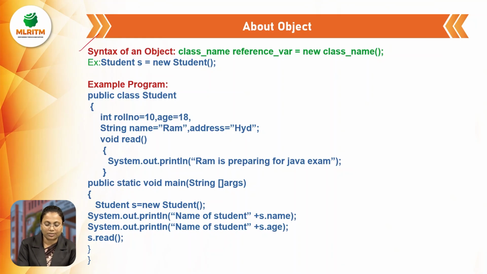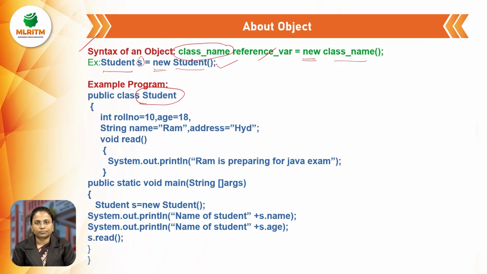How can we create the object? With the help of a class name, space, a reference variable, is equal to the new keyword, space, class name followed by parentheses. Previously we have taken the class Student. For this, I have created Student, which is the class name, space, S is the reference variable, is equal to new, the keyword, space, followed by the class name, opening and closing parentheses, ending with a semicolon. This is the creation of an object.